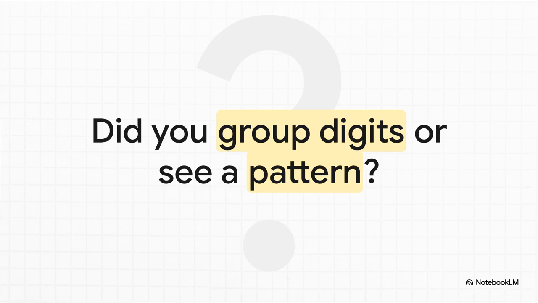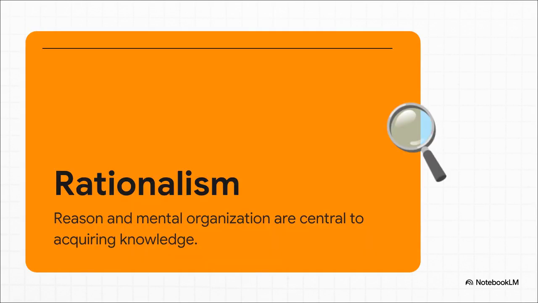You aren't just reacting to a stimulus anymore. Your mind is actively processing and encoding. Which brings us to the philosophical foundation of cognitivism, which is rationalism. Favored by influential thinkers like Jean Piaget and Jerome Bruner, rationalism argues that reason and mental organization play a massive, central role in how we acquire knowledge. So it's no longer just about what you sense with your eyes and ears, it's about how your amazing brain is actively organizing all that data.